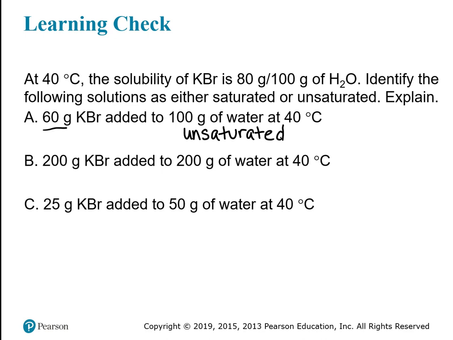What about B? You have 200 grams of potassium bromide, and you're adding that to 200 grams of water. Is that saturated or unsaturated? Right, it's saturated. It's got more than 80 grams for every 100 grams of water. What about C? Saturated or unsaturated? You have 25 grams of potassium bromide in 50 grams of water.